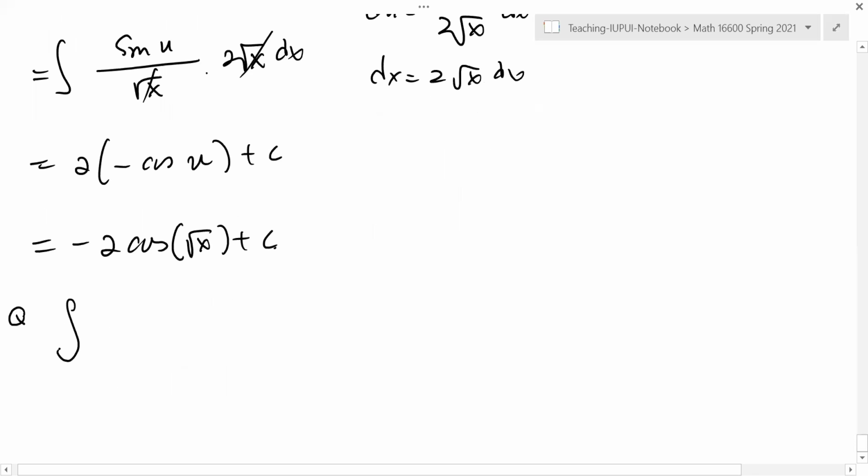So here's the integral of sine 3x cosine 5x dx.